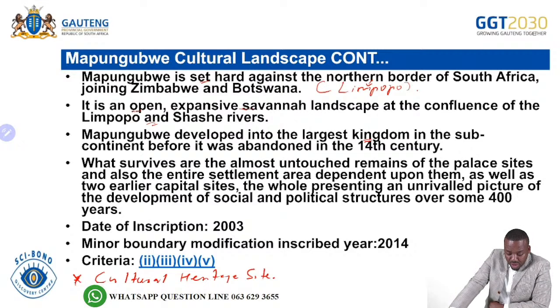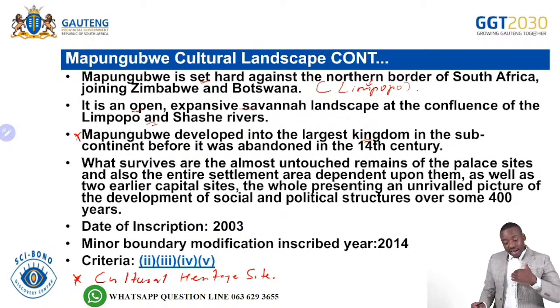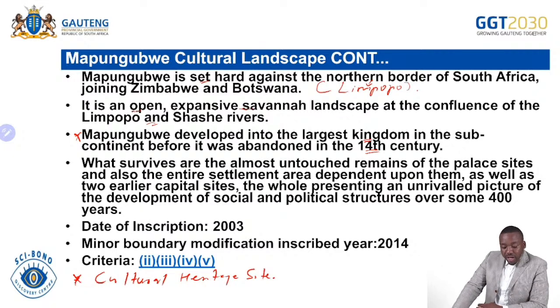Mapungubwe is set against the northern border of South Africa, joining Zimbabwe and Botswana, particularly in South Africa in Limpopo. It is an open, expansive savanna landscape at the confluence of Limpopo and Shashe rivers. Mapungubwe developed into the largest. So here we are talking about a particular tribe that once settled in this area. Mapungubwe developed into the largest kingdom in the subcontinent before it was abandoned in the 14th century. Hence, now it is what? It is a World Heritage Site.